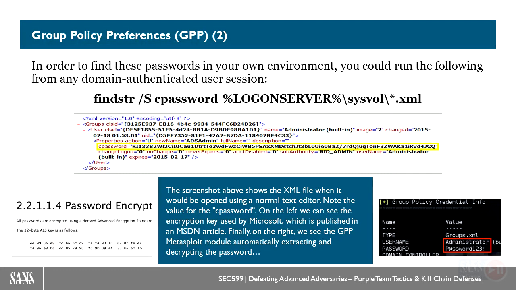So what does that look like? You can do this yourself, right? Run findstr, find string, grep, if you will. What are you looking for? The string cPassword. Where are you looking? On your logon server, so in your domain controllers, /sysvol *.xml. If you find a value like that, bingo time, right? You want to have a look.